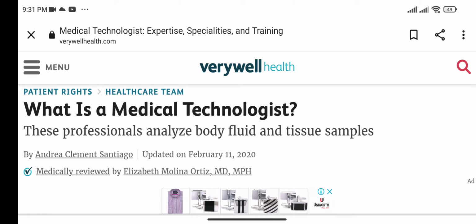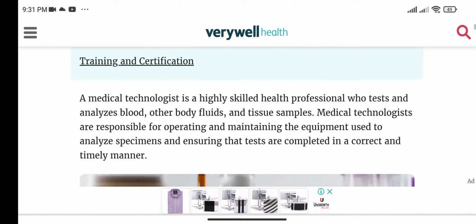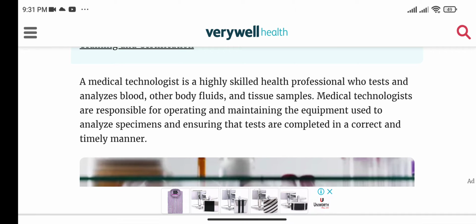What is a medical technologist? What tests are to be performed by the medical technologists? These professionals analyze body fluids and tissue samples. A medical technologist is a highly skilled health professional who tests and analyzes blood, other body fluids, and tissue samples.